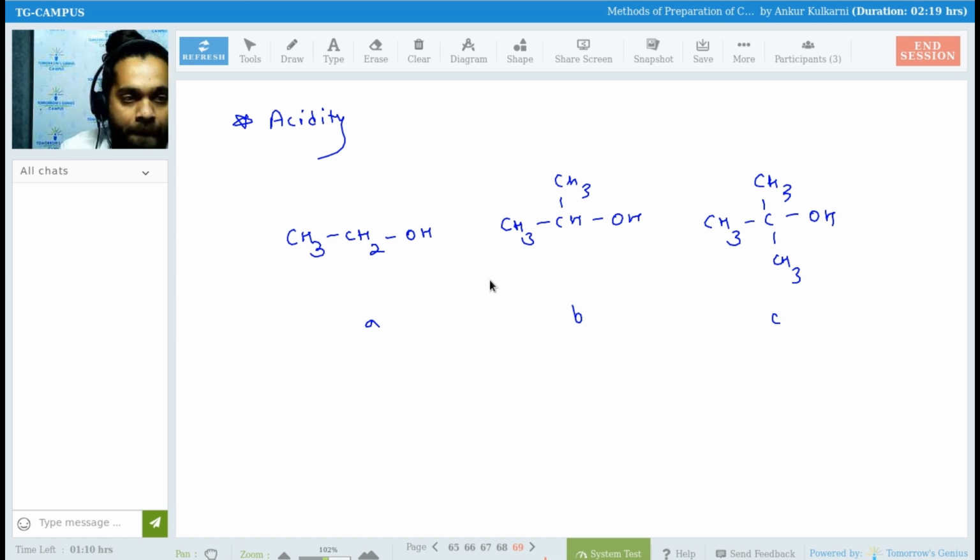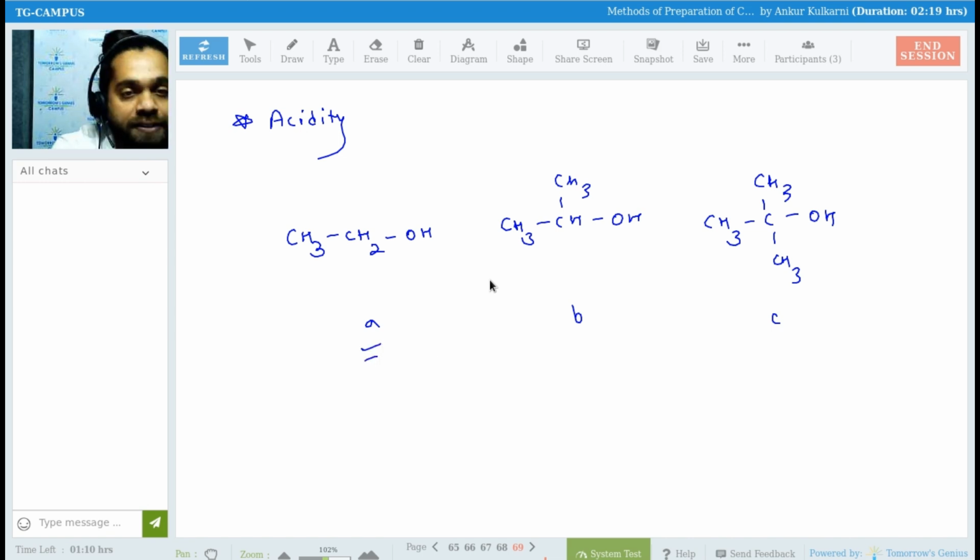Sir, C is more acidic, because if it loses hydrogen, the negative charge. As soon as we see tertiary, we think of carbocation, isn't it? No, look over here. A is the strongest. See how you have to check.